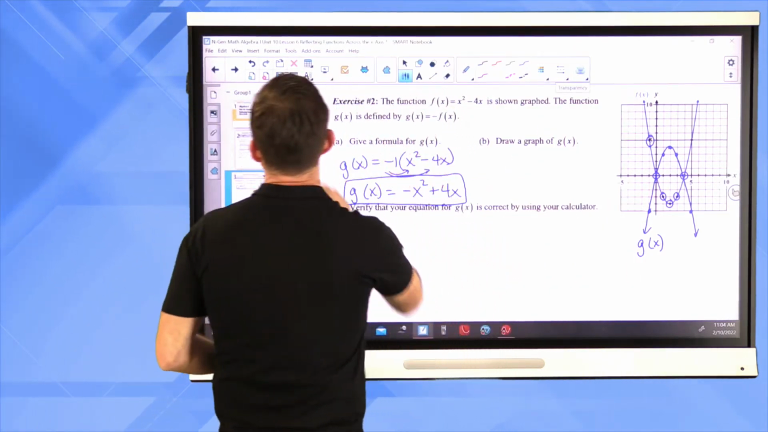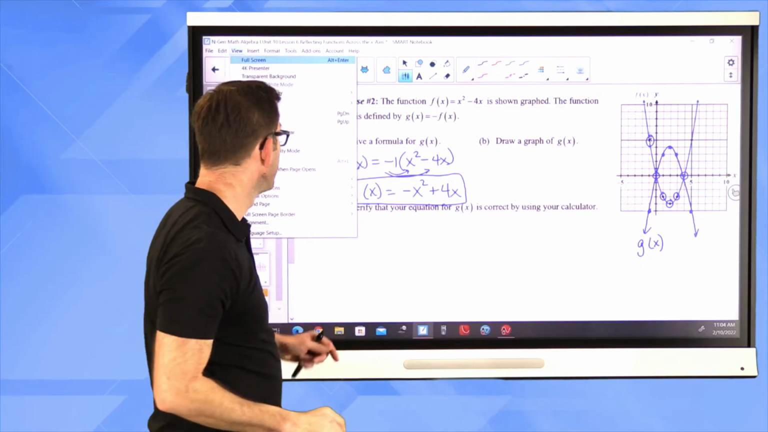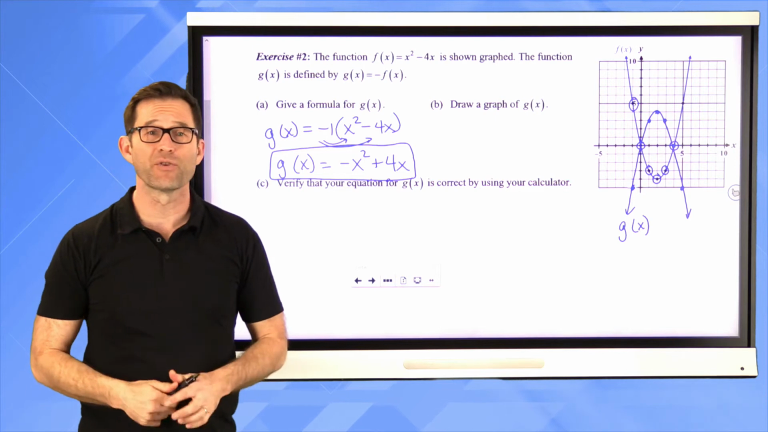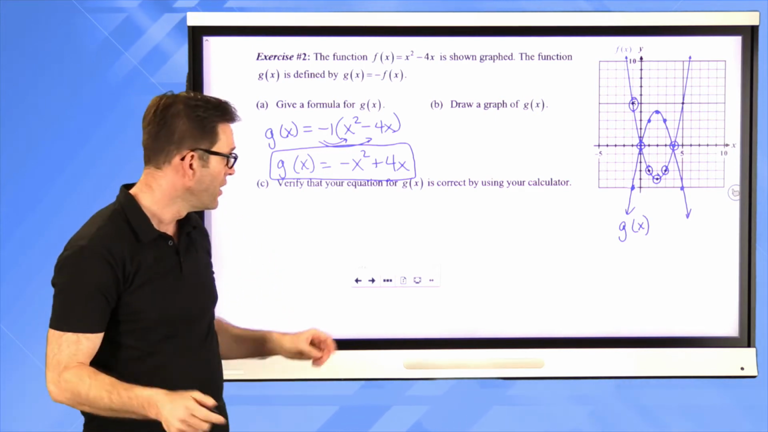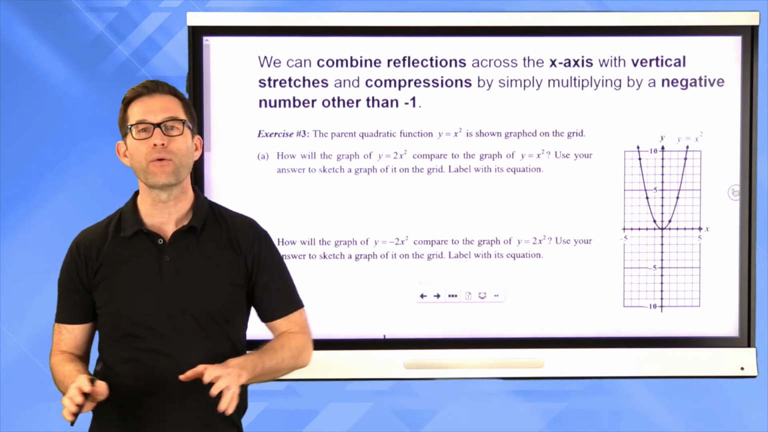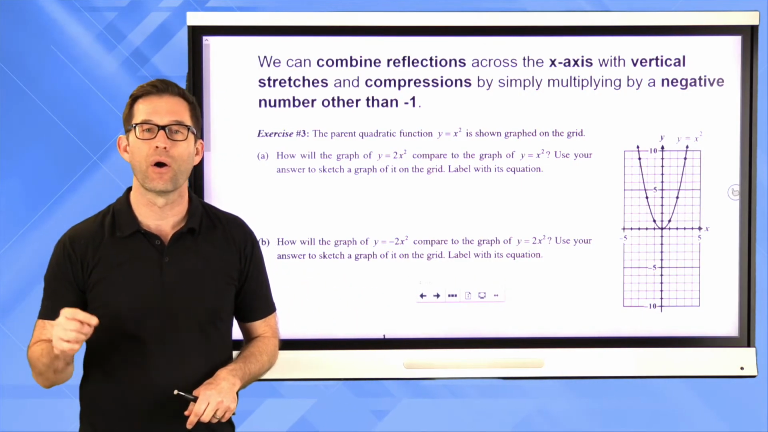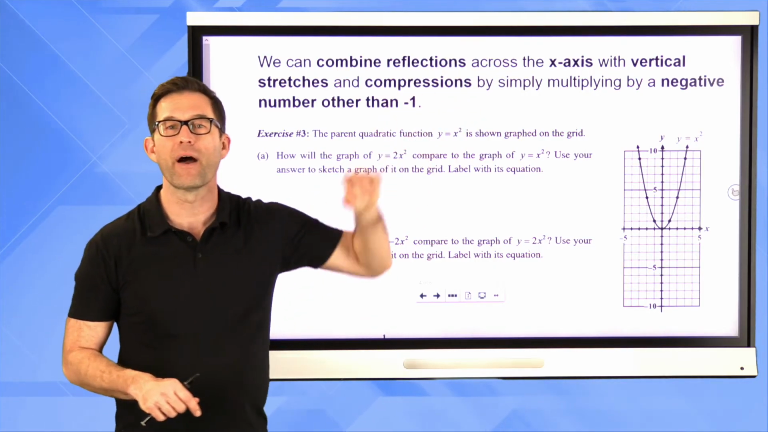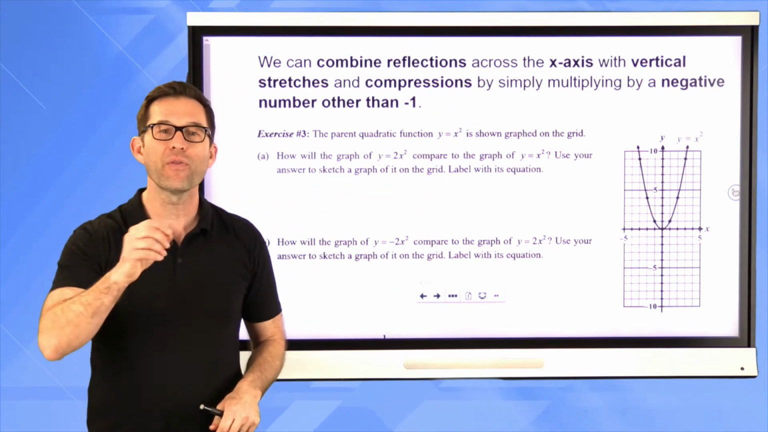Now, there's no way we can build an entire lesson just on multiplying a function by -1. So now let's talk about what happens when we combine reflections across the x-axis along with vertical stretches. And we can do that by simply multiplying by a negative number other than -1.